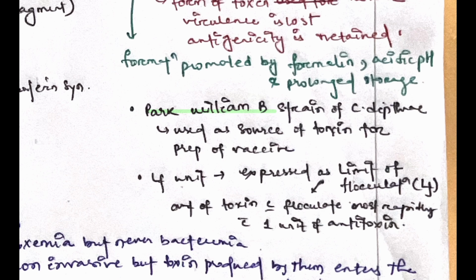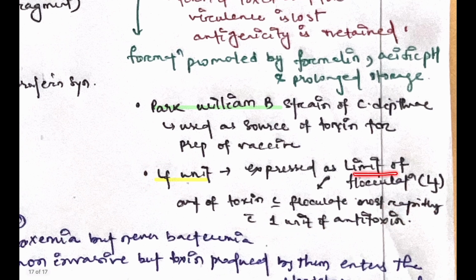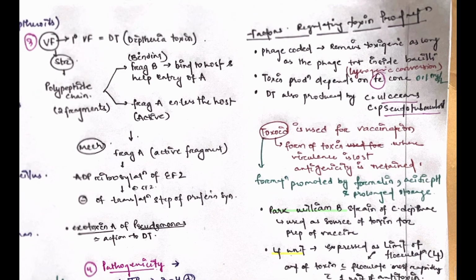Another term is LF unit. What is this LF unit? This is the limit of flocculation, that is the amount of toxin which flocculates most rapidly with 1 unit of antitoxin. So what do you mean by LF? LF is the limit of flocculation, which indicates the amount of toxin which flocculates most rapidly with 1 unit of antitoxin. So this was all about the virulence factor.